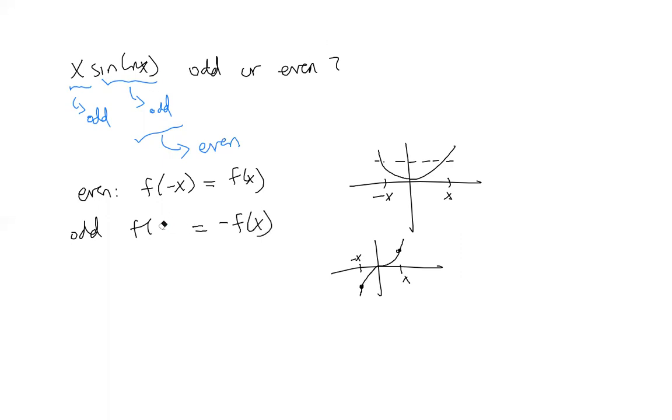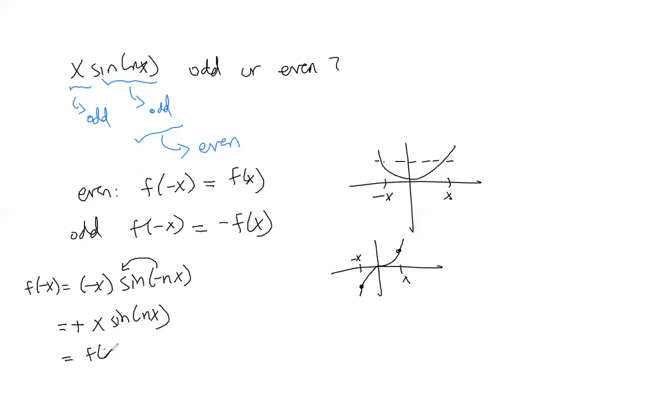And so a good way to check is just to plug that in. If you plug it into here, you get negative x sine negative nx, and then the negative can be brought out because sine is odd, so the negatives cancel. And this is f of x, so this means f is even.